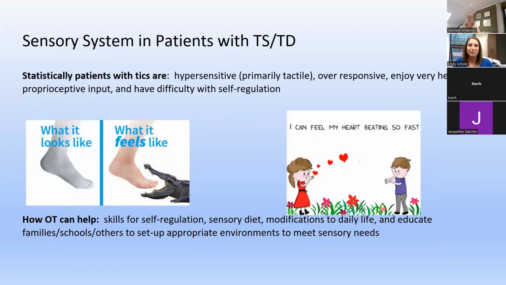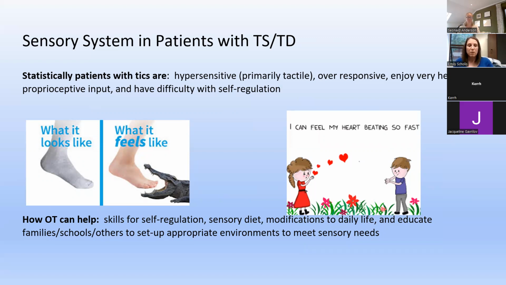Okay, so the sensory system in people with tics and Tourette's. Statistically, they're really hypersensitive, primarily to tactile stuff, and then they're over-responsive. So they really enjoy that deep proprioceptive input, so really heavy crashing, that's just that strong input. I always relate it to P's because that's where most of my work is, but you can think of just a high impact sport, football, karate, things where you're kind of slamming, all those different things they really enjoy. And they usually have a lot of difficulty with self-regulation. So that's just another thing.